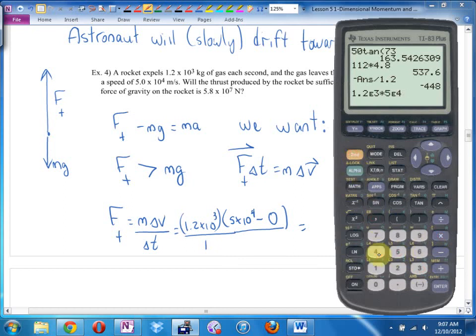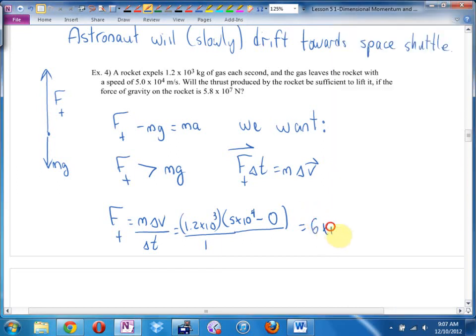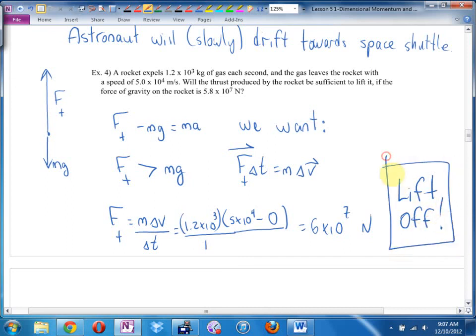It's really just going to end up being 1.2 times 10 to the 3rd times 5 times 10 to the 4th, because dividing by 1 minus 0 isn't going to make a change. And I get 1, 2, 3, 4, 5, 6, 7. Yep. I got 0.2 times 10 to the 7th, or 2 times 10 to the 6th. Extra newtons left over for acceleration. In fact, I could even figure out the acceleration if I really wanted to. Woohoo!